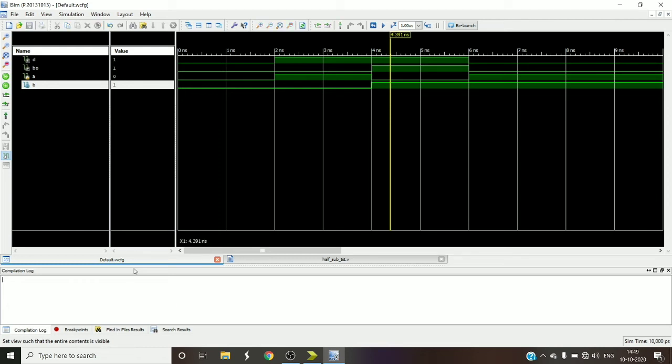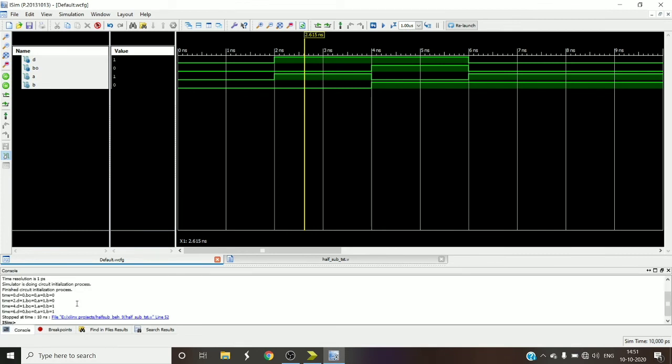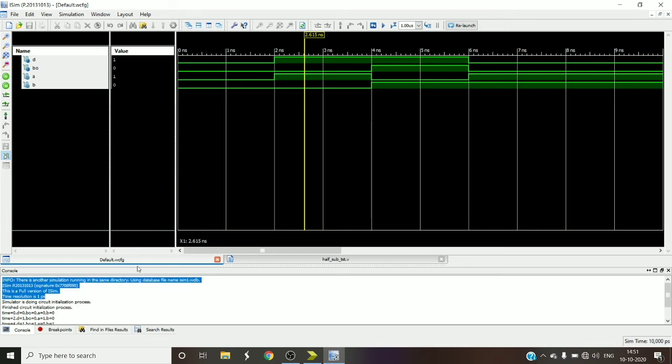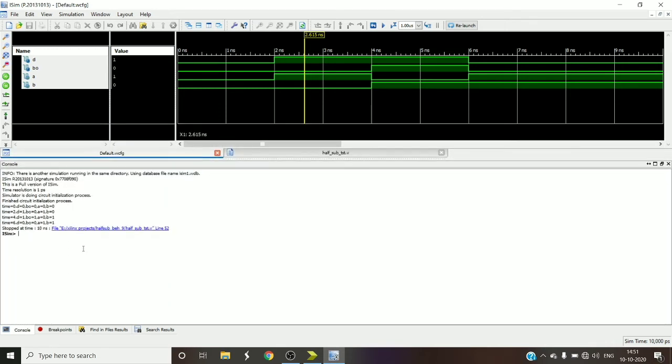Okay. Now if you check the console window, let me maximize these things. If you check here you can see at 0, my A and B are zeros and my difference and borrow are also 0 0. And after 2 nanoseconds, that is time 2 units, A equal to 1, B equal to 0, the values are changed. In this way, if you write that $monitor statement, then you can check these values directly in the console window. So that is the use of writing those statements.